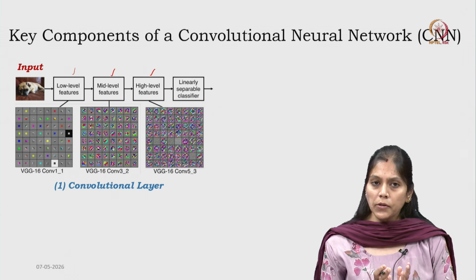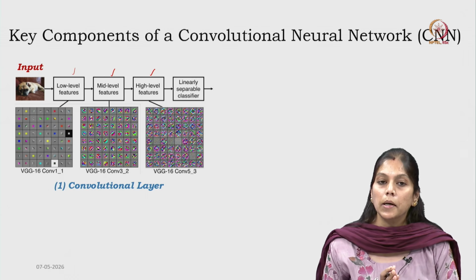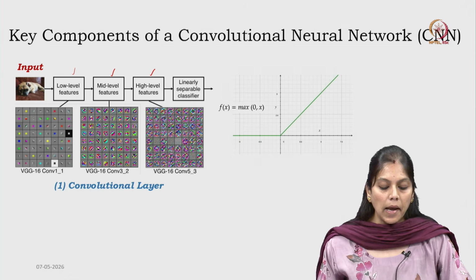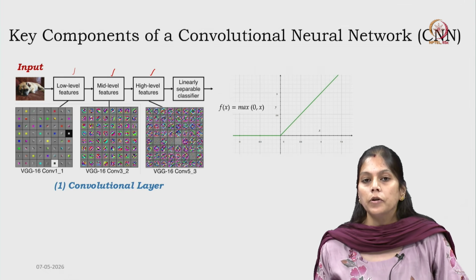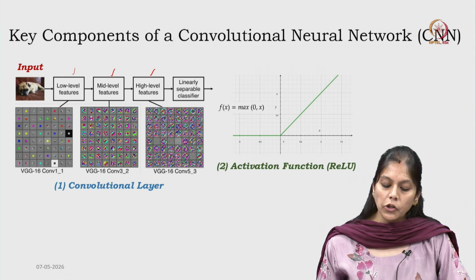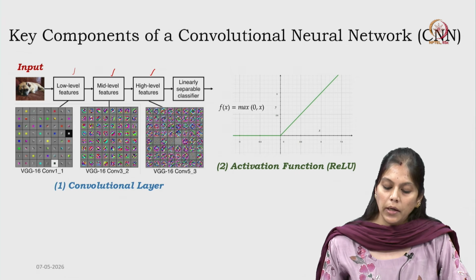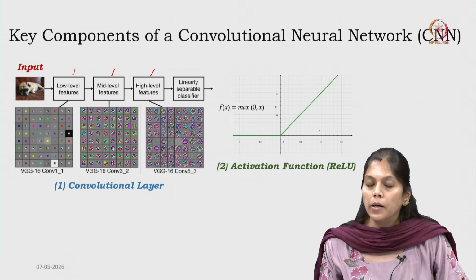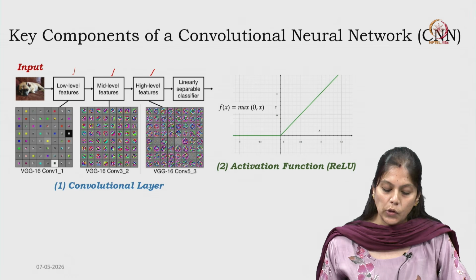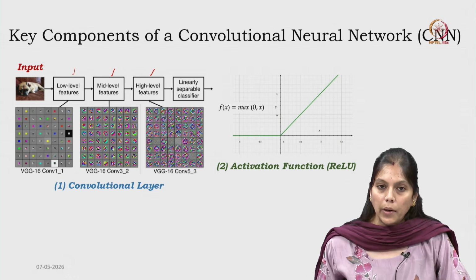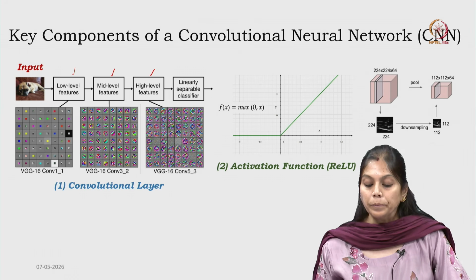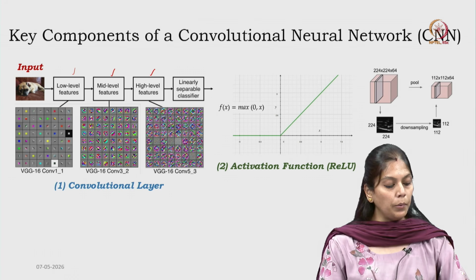So the very first component in CNN is a convolutional layer, and next we have an activation function. More specifically we will be using a ReLU, but it is not always that we will be using a ReLU. We will see that in our hands-on session. So the second component is an activation function. Third is a pooling layer.